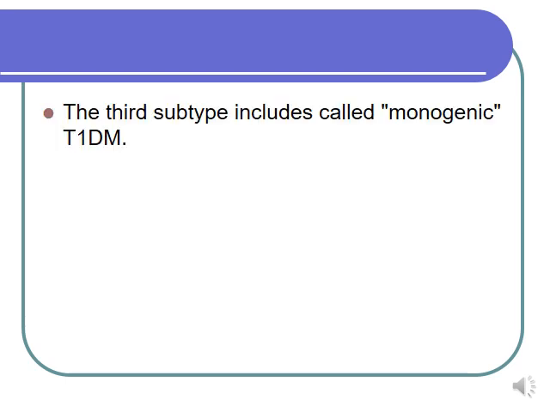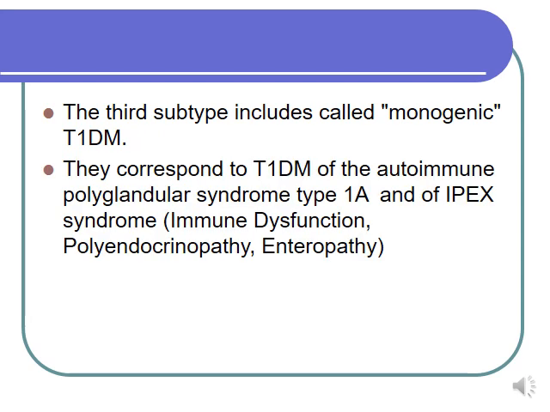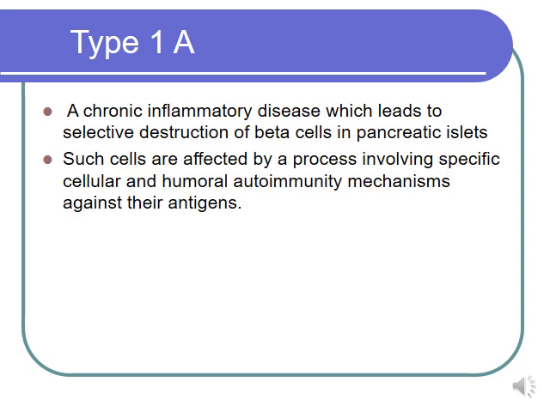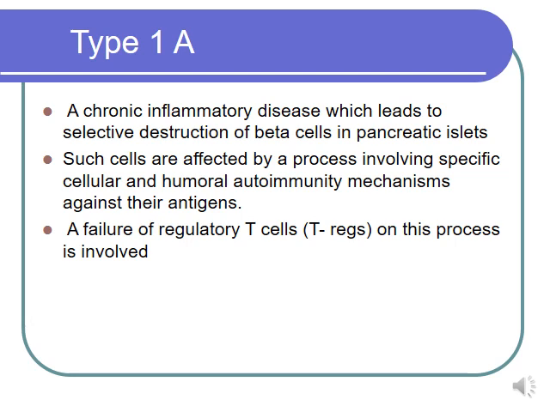The third subtype is called monogenic. They correspond to type 1 diabetes of the autoimmune polyglandular syndrome type 1A and of IPEX syndrome, that is immune dysfunction, polyendocrinopathy, and enteropathy. So coming to type 1A, it's a chronic inflammatory disease which leads to selective destruction of beta cells in pancreatic islets. Such cells are affected by processes involving specific cellular and autoimmunity mechanisms against their antigens. A failure of regulatory T cells, otherwise called Tregs, is involved in this process.